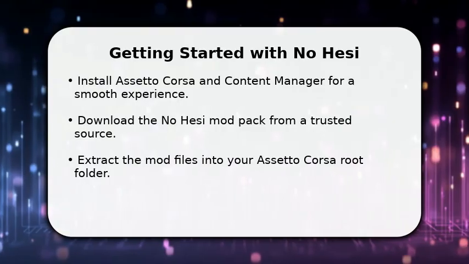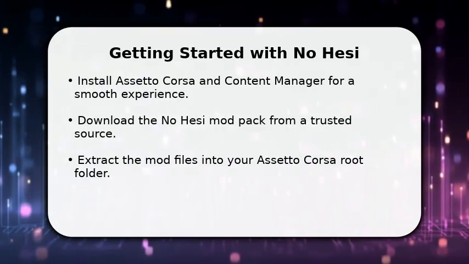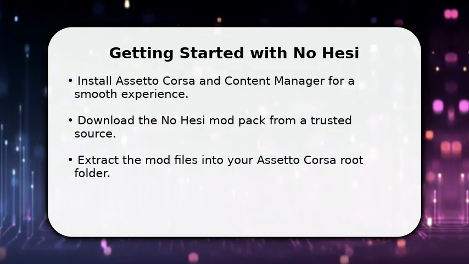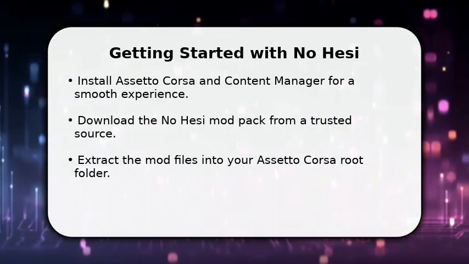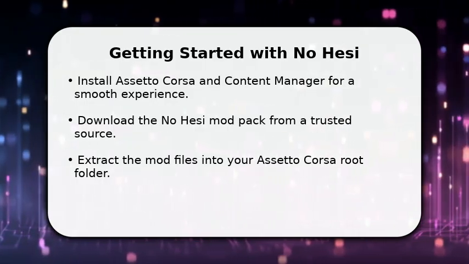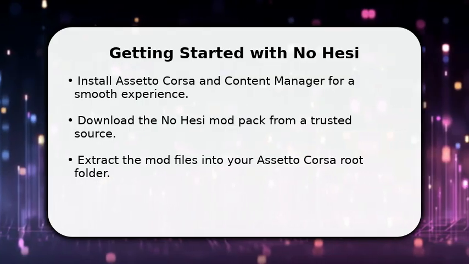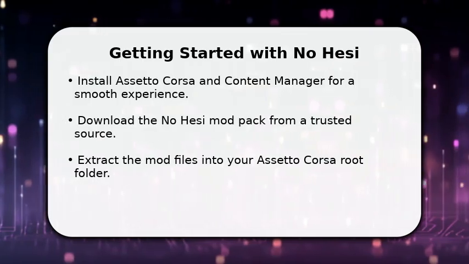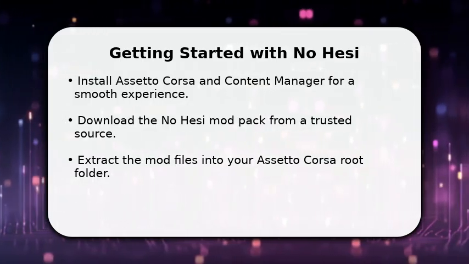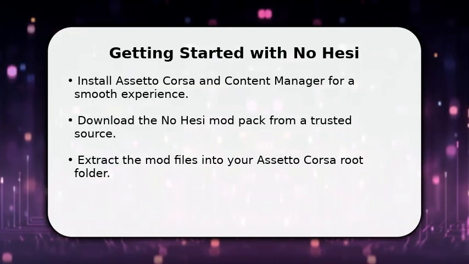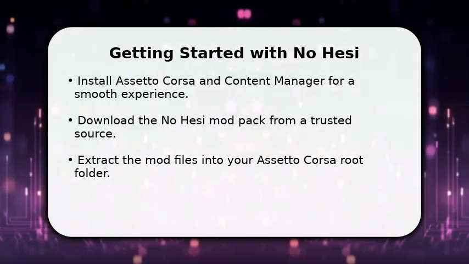In this video, I will explain how to play No Hesi Assetto Corsa Evo. First, ensure you have Assetto Corsa and Content Manager installed, as they are essential for modding. Next, locate and download the No Hesi mod pack from a reputable community source. Once downloaded, extract the contents of the mod pack directly into your Assetto Corsa root directory. This foundational setup is crucial for the mod to function correctly and provide the intended experience.